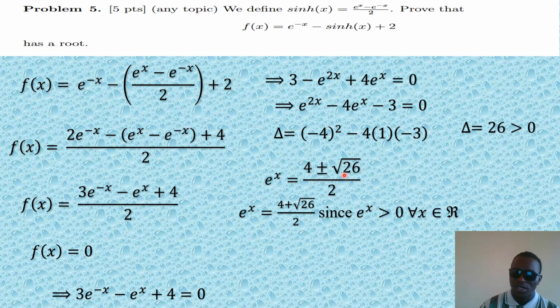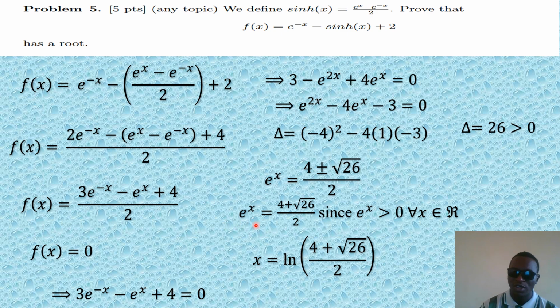This is because the square root of the discriminant is always greater than 5 point something, 5.2 something. And 4 minus that is what? It will now become negative, and we know that exponential of x is always positive for all values of x in the set of real numbers. So that's why we forgo the negative sign and focus. So in that case, we have our solution 4 plus the square root, and then we take the natural log.